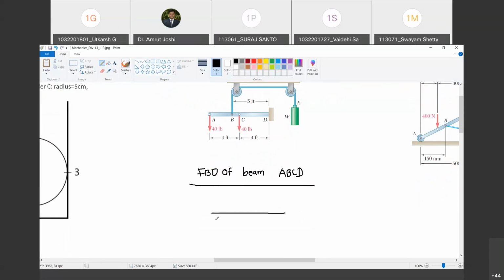So now what else is external? Is this 40 pound external to the beam? Yes, it is applied by some other body on this one. So I will show that 40 pound. Then at point C you are going to have another 40 pounds. Happy? Yes. What is the distance? 4 feet. So this distance I have to say as 4 feet. I have to mark the points. So I am going to call it A. I am going to call it C. And this point is D.